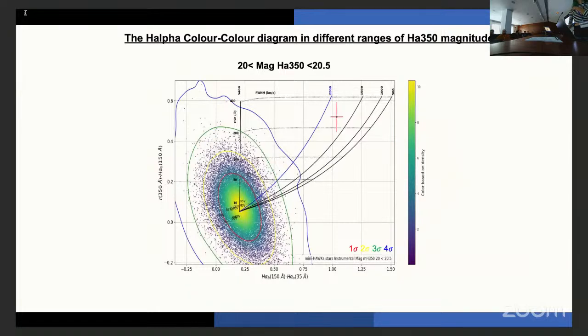This is the last instrumental magnitude bin. We are at the level of the noise, but we can see that we're still able to separate objects with more distance than 4 sigma from the cloud's point.